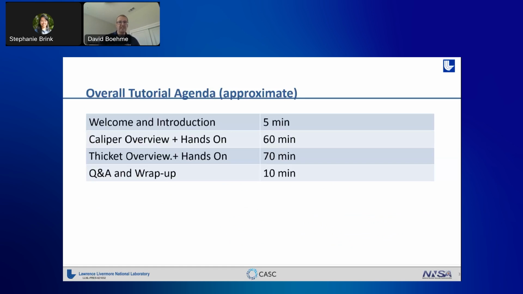Here's the agenda for today. I will first cover Caliper, our performance profiling library. It will take about an hour or so. And then Stephanie Brink will cover Thicket, which is our performance analysis framework for analyzing large collections of runs.